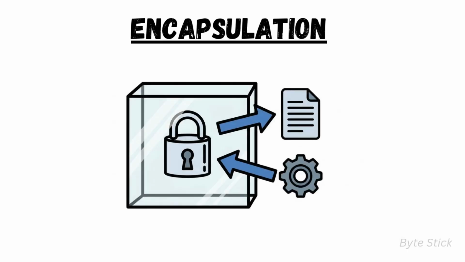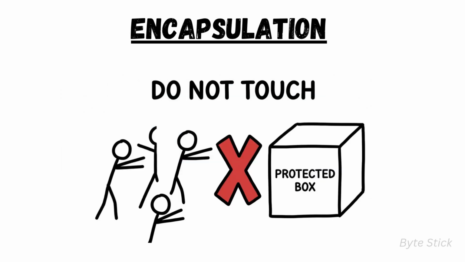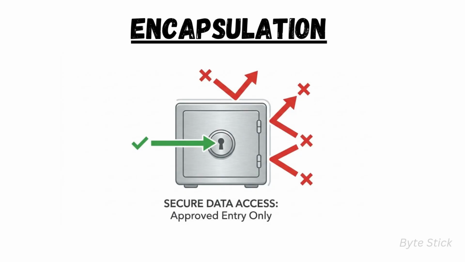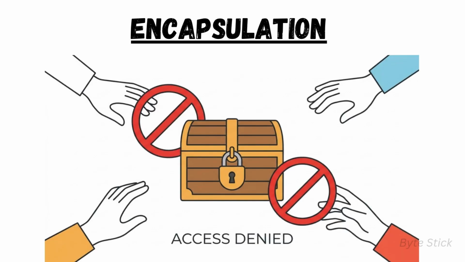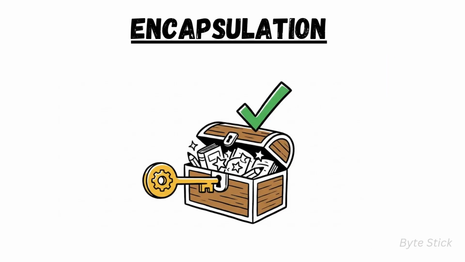Encapsulation. Encapsulation is the practice of keeping data and the methods that work with that data together while protecting important information from unwanted access. Instead of allowing every part of a program to change values directly, the class controls how those values can be viewed or modified. Imagine a locked box that stores valuable items. People cannot simply reach inside whenever they want. They must use the proper key or follow approved rules.